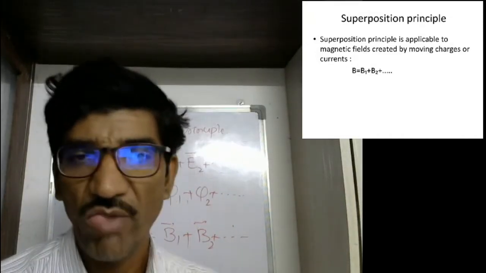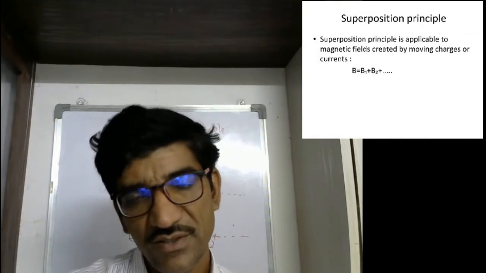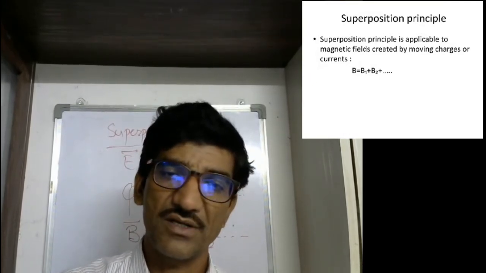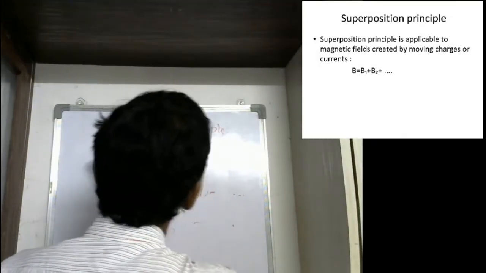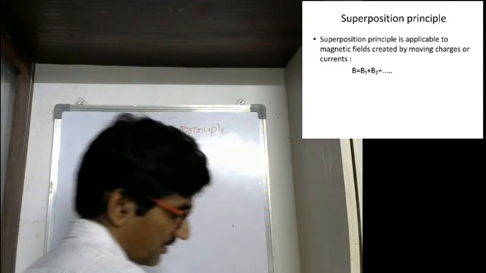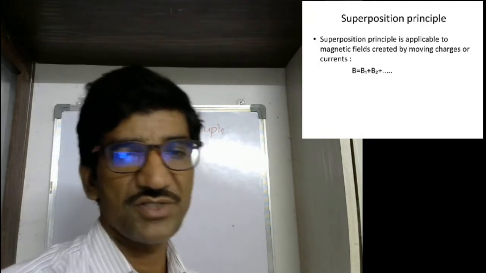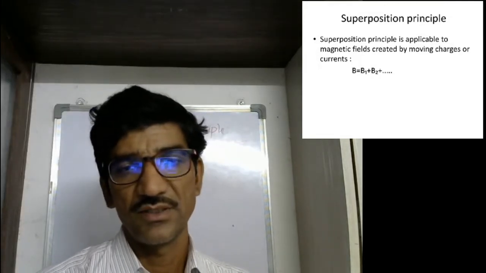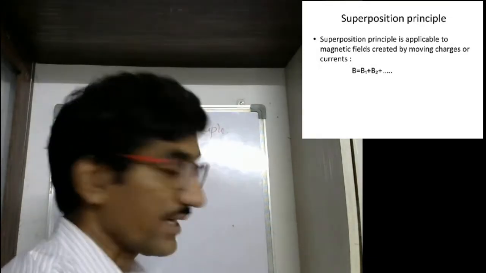Since from the last class we are studying that the fields are due to the currents or the charges in motion, you have to keep one important thing in mind. Charges in motion will create the magnetic field. Charge in motion means currents. That means, what are the sources of magnetic field? A charge in motion or a current.